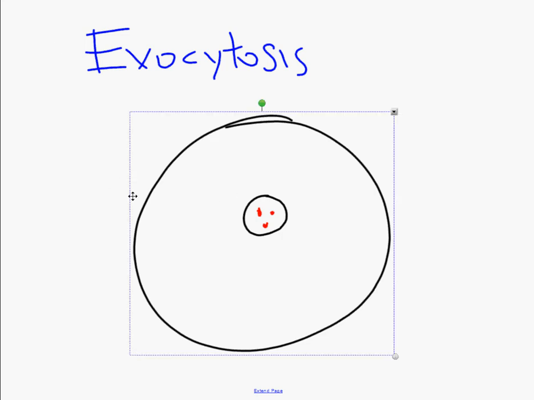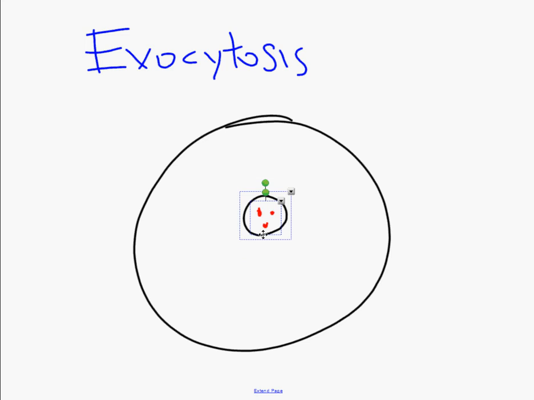All right, and this vacuole will move to the surface of the membrane and will literally expel those materials right out into the space. That is exocytosis. Again, endocytosis and exocytosis are both forms of cellular transport that require energy.